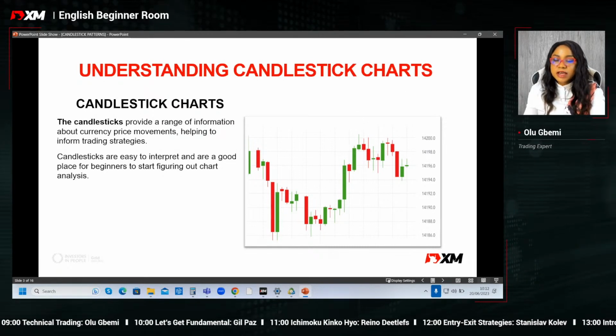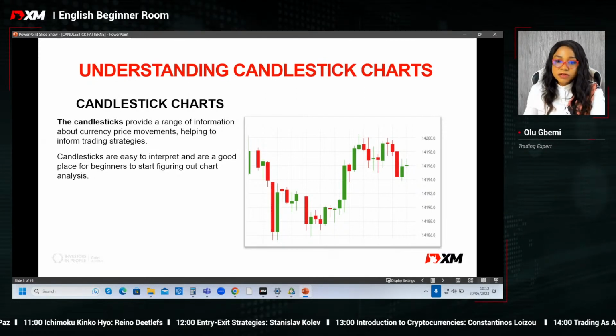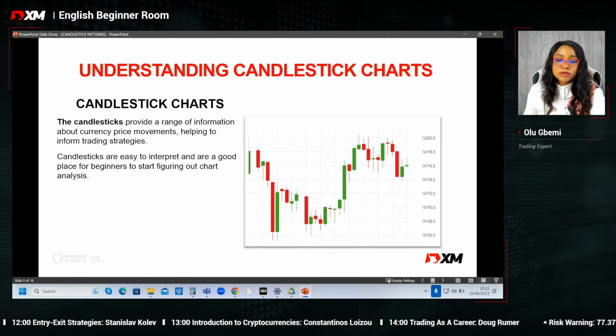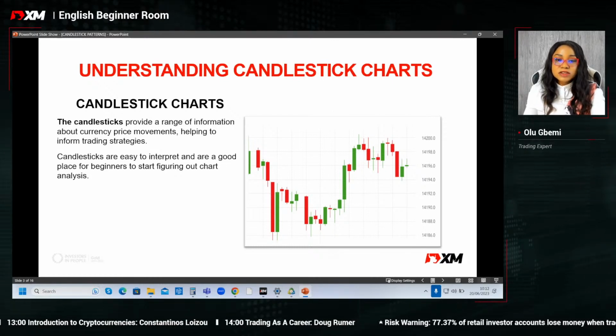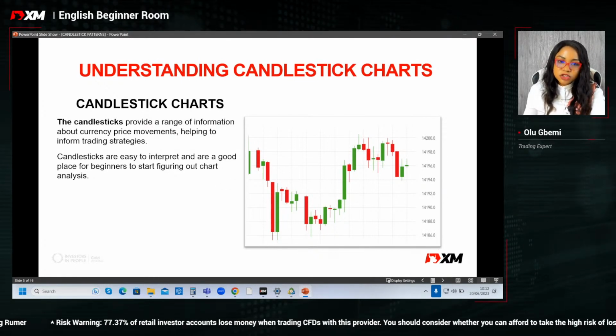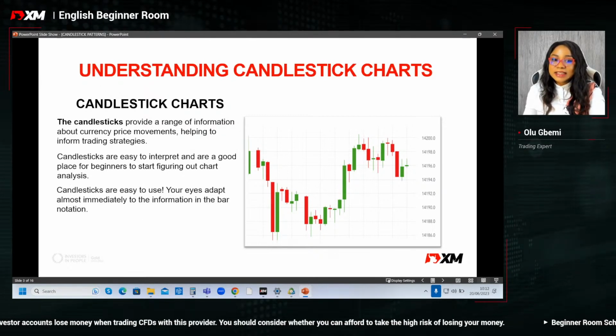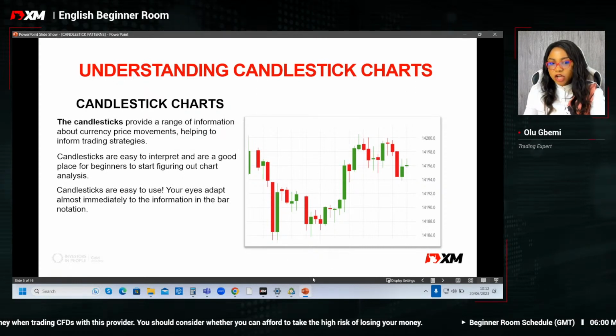As a new trader in the market, you're analyzing most of the time. If you open your MetaTrader 4 or MetaTrader 5, you would see that candlestick comes as a default, and then you're able to do the analysis. You're able to start learning analysis more easily with the candlestick chart. They are easy to use because the eyes easily adapt to candlestick charts.